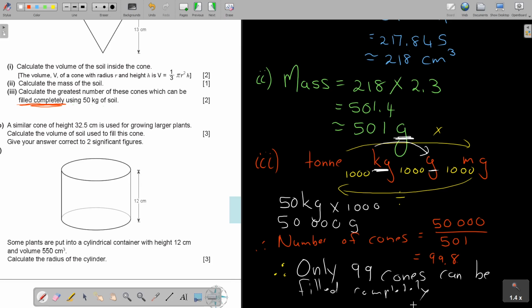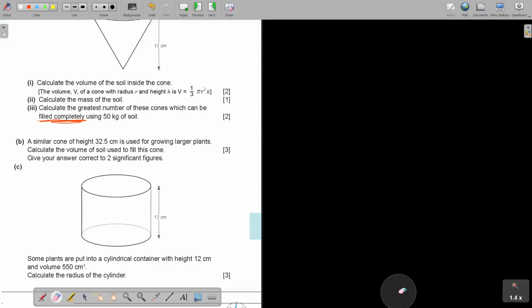So it's not just maths, it's a practical sum. So you have to think practical. You don't have enough to make a full one for that 100 position. So you just have to go to the full ones, which was 99 cones.